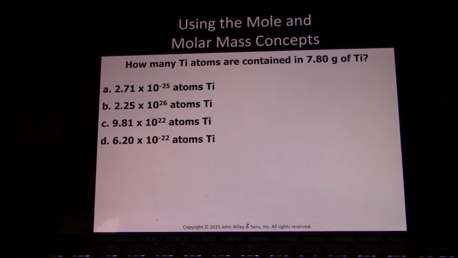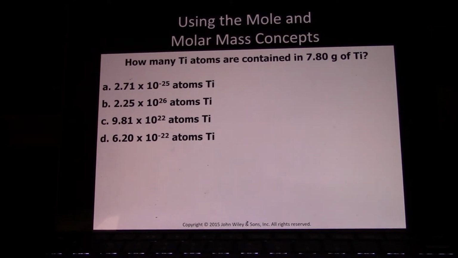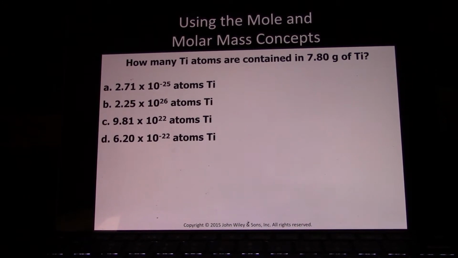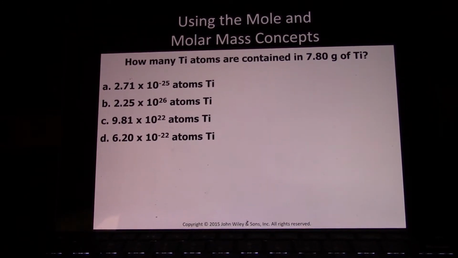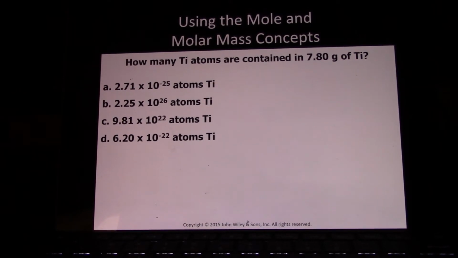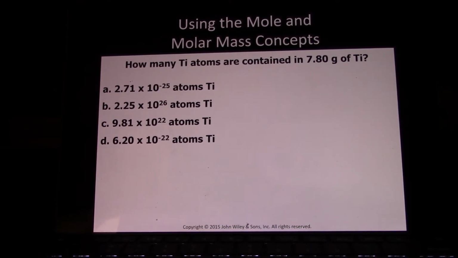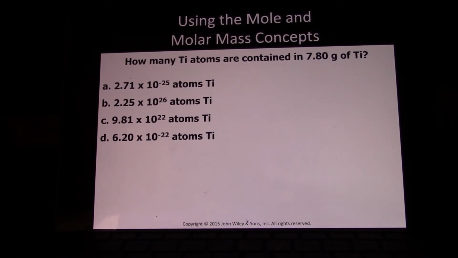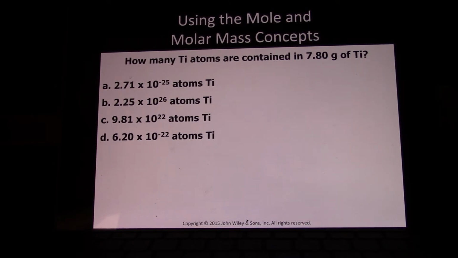How many titanium atoms are contained in 7.8 grams of titanium? Titanium is a cool metal because it has the same strength as steel but half the weight, and so it's useful in weight reduction. The lighter alloys like magnesium and aluminum are a lot lighter than steel, but they're a lot weaker too. So what's unique and useful about titanium is that it maintains the strength of steel and it cuts a lot of weight.